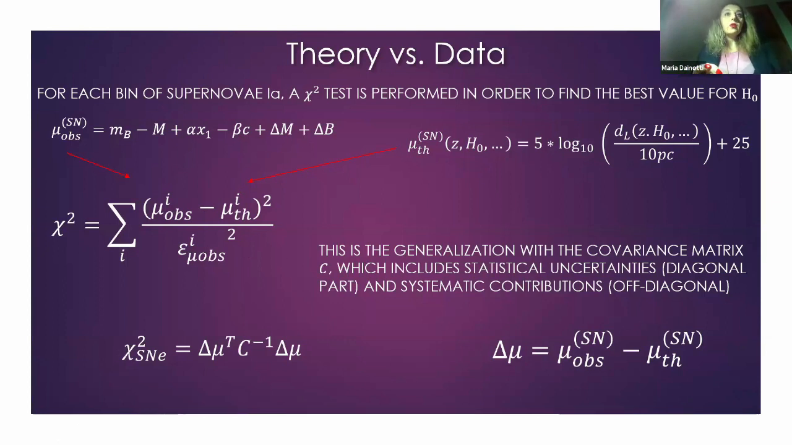Now, of course, this evaluation, the chi-square, can be used with any probe. And here we use the C matrix that includes both the statistical uncertainty that are in the diagonal part and the systematic contributions, which are in the off-diagonal part. So I would like to pose a caveat here, because if you compare with some papers in the literature that do not use the full treatment of the C matrix, then you may have slightly different results. And then, of course, the delta mu is the difference between the theoretical and the observed distance moduli.